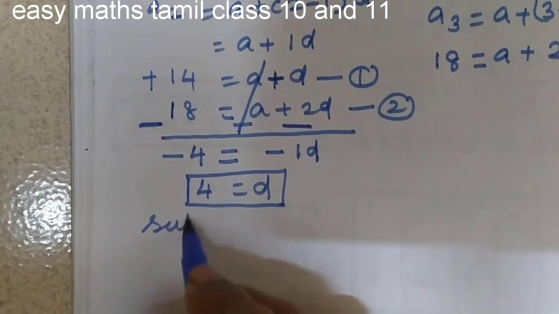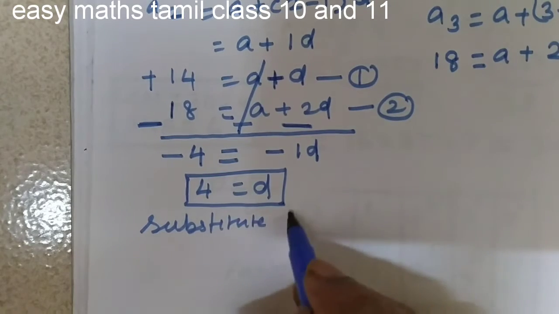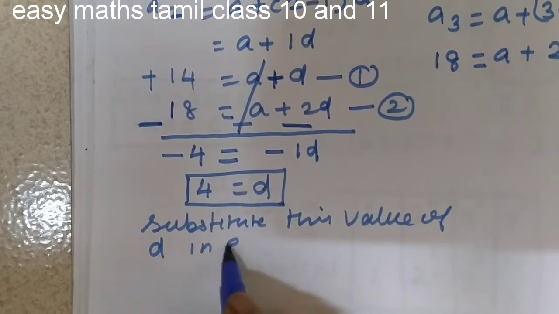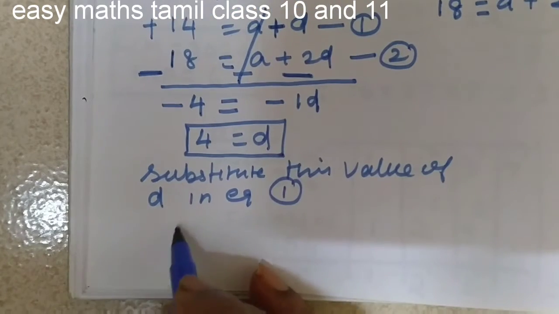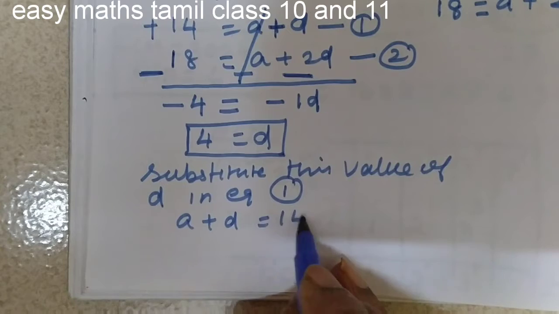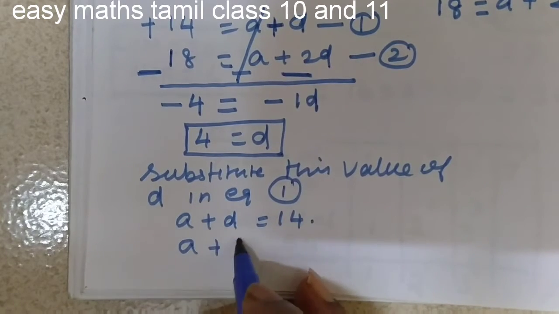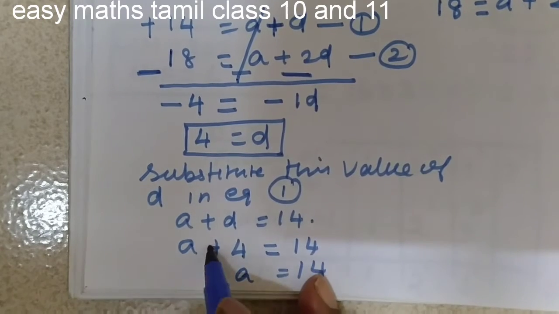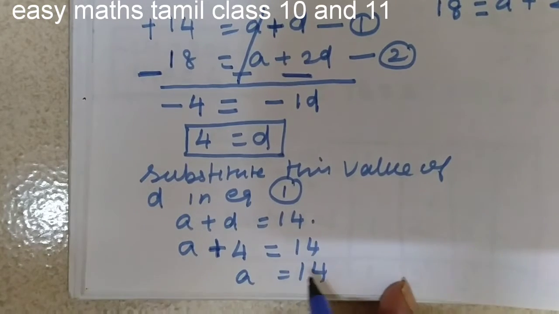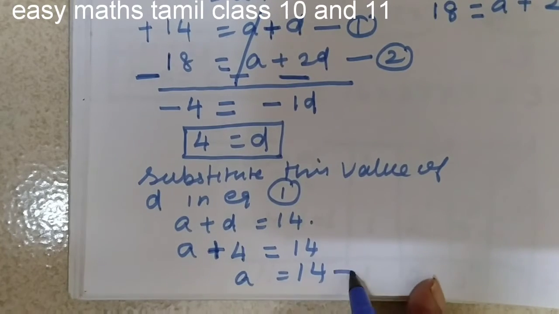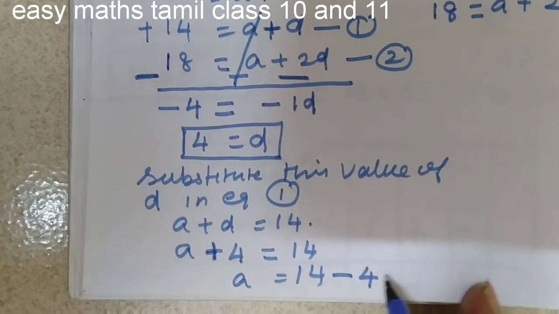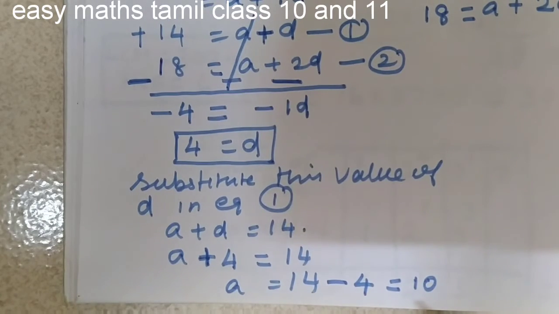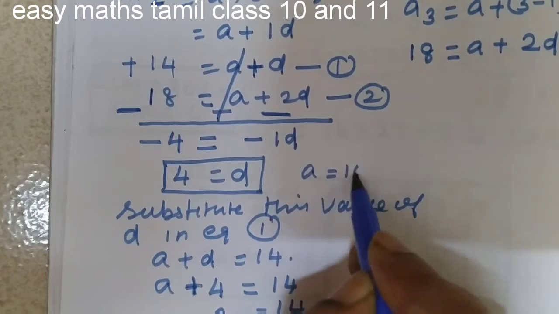Now substitute this value of D in equation 1. Equation 1 is A plus D equals 14. So D value is 4. Substitute that value. A plus 4 is 14. Taking this plus 4 to the other side of the equation, its sign will change. So plus 4 will become minus 4. So 14 minus 4 is 10. Now the value of D is 4 and the value of A is 10.